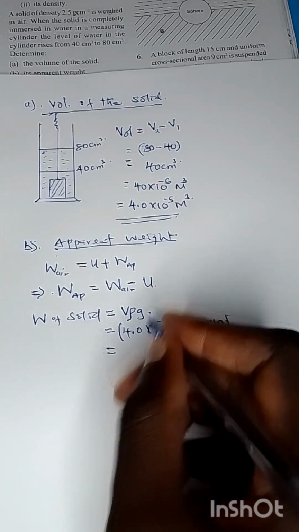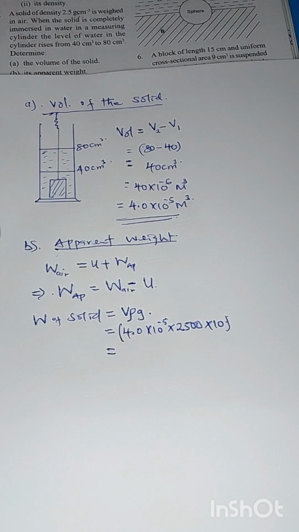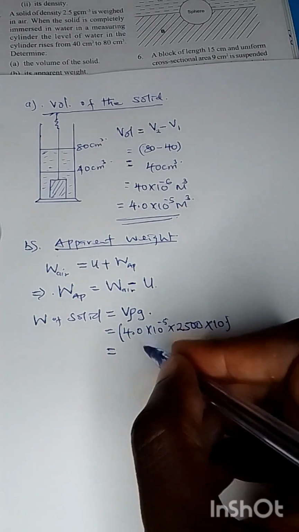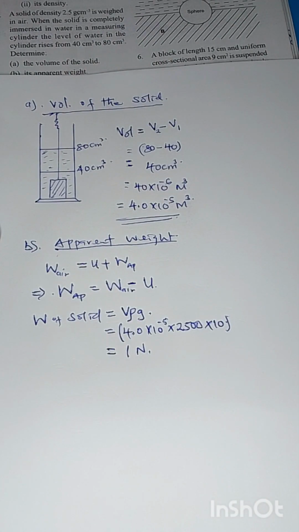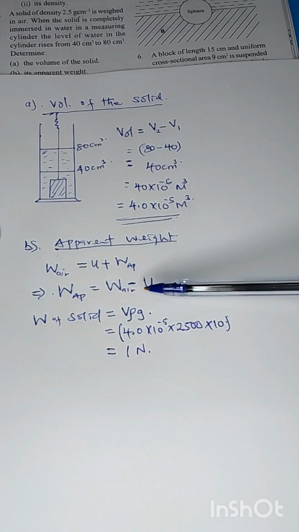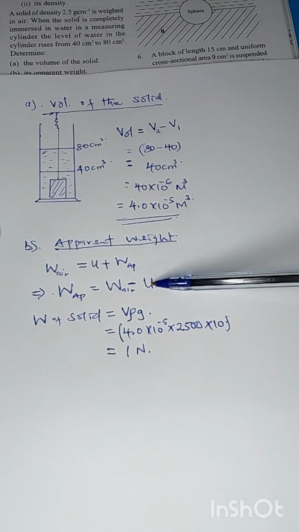Once that is done, using your calculator, you multiply the 4.0 times 10⁻⁵ by 2500 by 10, and you get 1. That's 1 Newton. So we have the weight in air, which is the weight of the solid here. We are not yet including the upthrust.